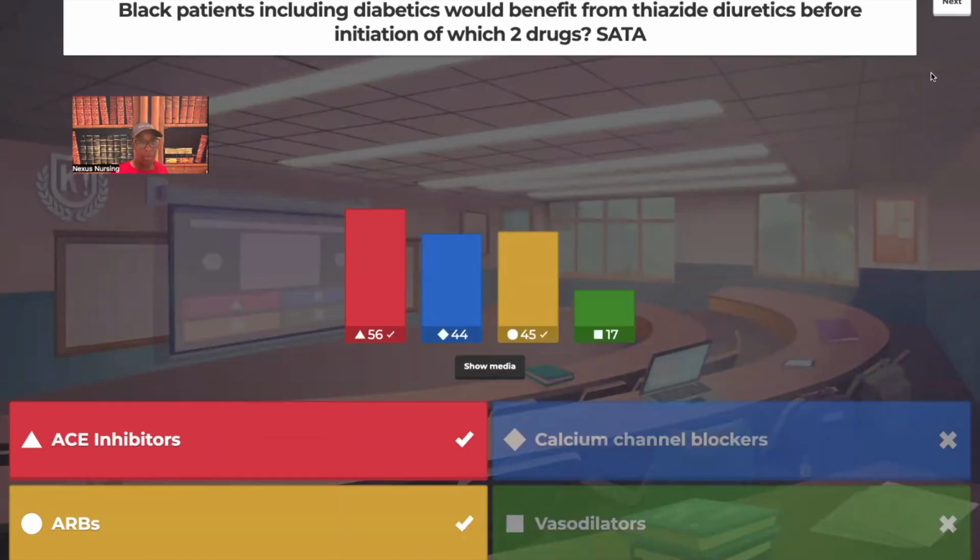Very good. ACE inhibitors and ARBs. When it comes to Black patients, studies have shown thiazide diuretics and calcium channel blockers are much more effective and should be ordered first for the patient that's hypertensive before ACE inhibitors or ARBs. Okay? Thiazide diuretics and calcium channel blockers first. They're much more effective before ACE inhibitors or ARBs when it comes to Black patients, including diabetics.